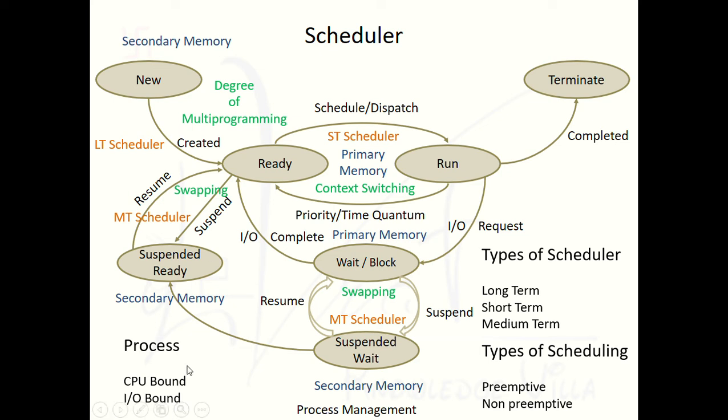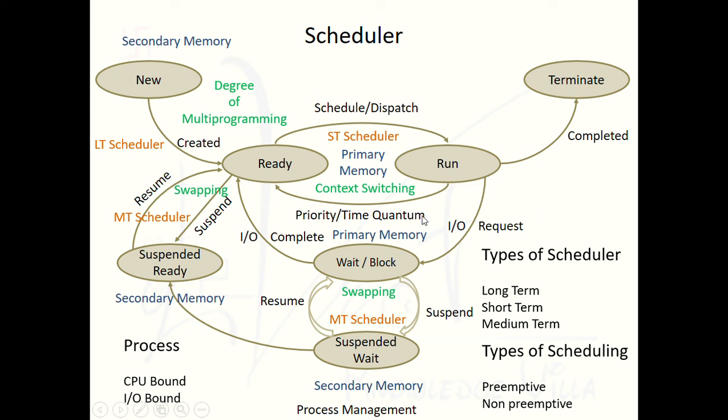A process whose burst time is higher than the waiting time is known as a CPU bound process, and when the waiting time is greater than the CPU time or burst time, it is known as an IO bound process. It means a process which requires CPU more often is a CPU bound process, and those processes which require IO devices more often are known as IO bound processes.